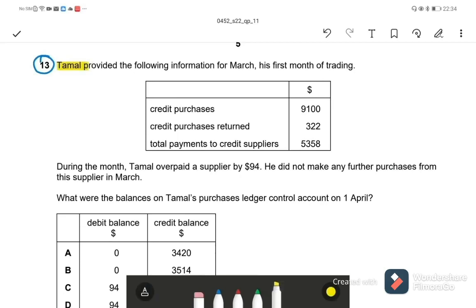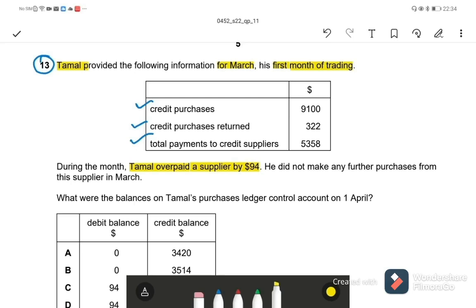Tamil provided the following information for March, his first month of trading. They are given credit purchases, returns, and total payment to credit supplier. During the month, Tamil overpaid a supplier 94. He did not make any further purchases from this supplier in March. So this 94 is more he paid to the supplier.